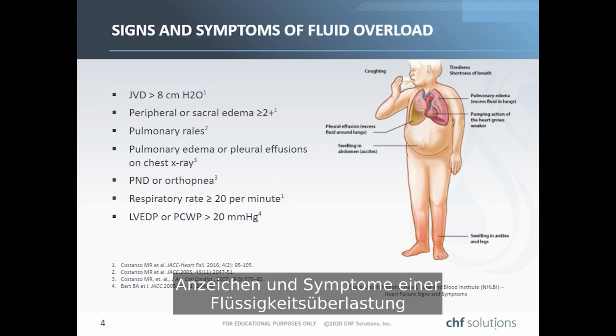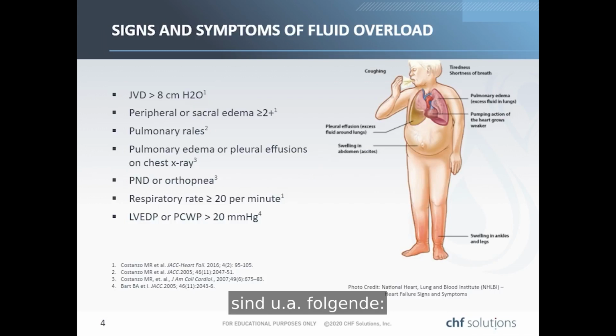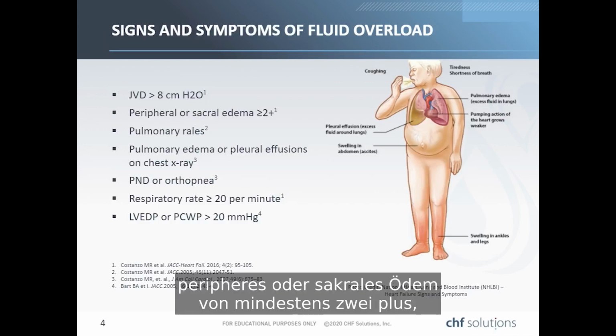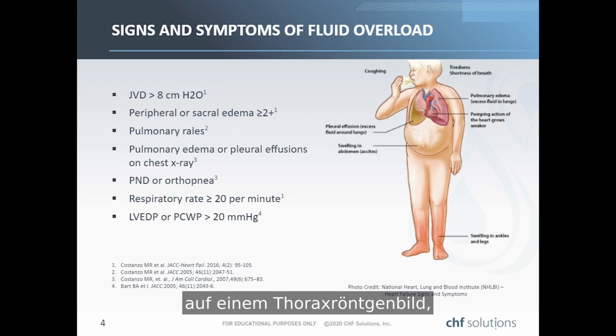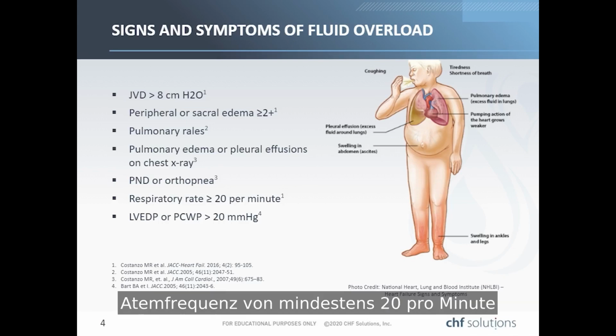Signs and symptoms of fluid overload include the following: jugular venous distension greater than 8 centimeters, peripheral or sacral edema greater than or equal to 2+, pulmonary rales, pulmonary edema or pleural effusions on a chest X-ray, PND or orthopnea, respiratory rate greater than or equal to 20 per minute, or LVEDP or wedge pressure greater than 20.